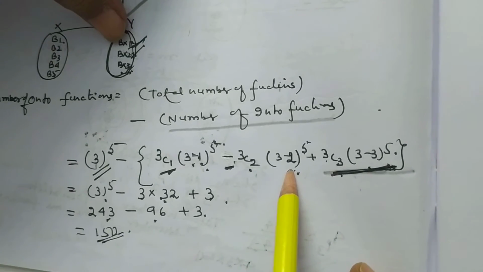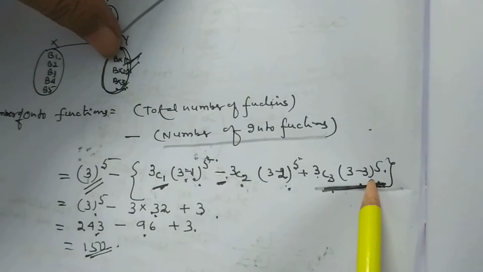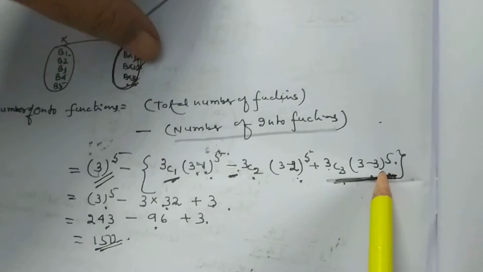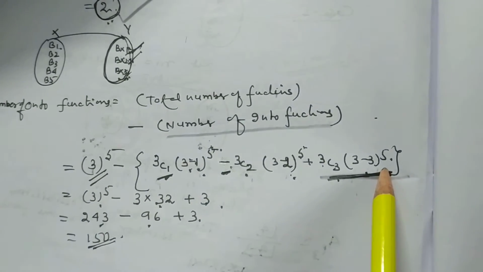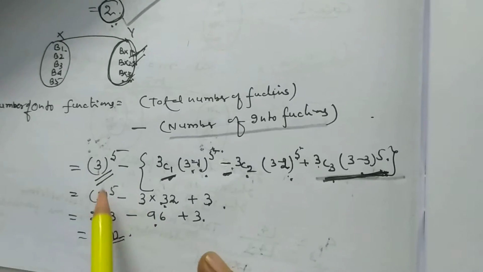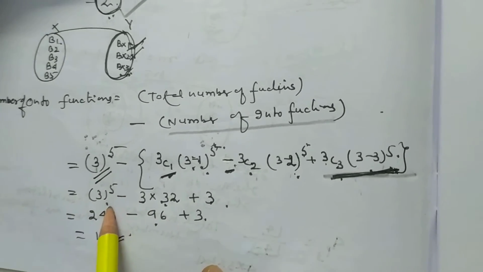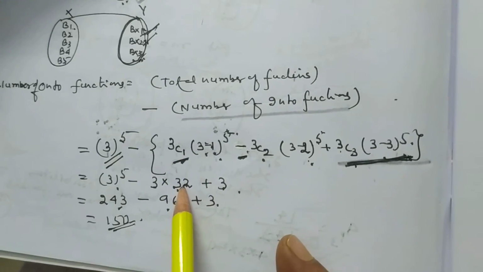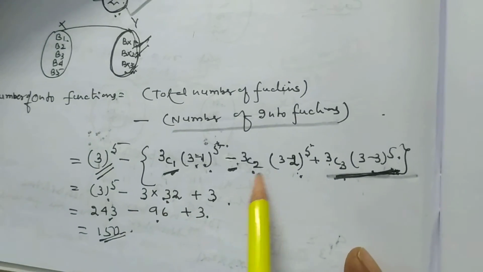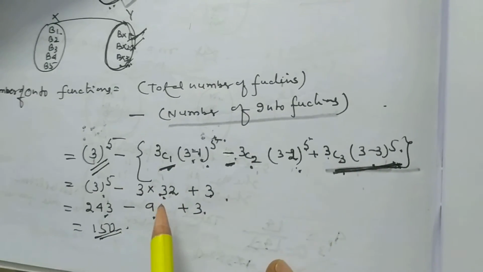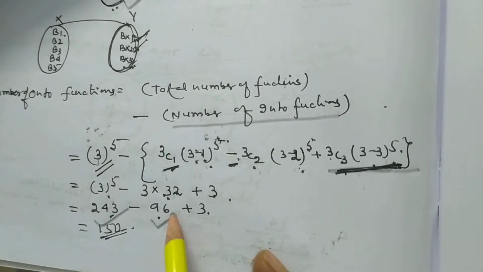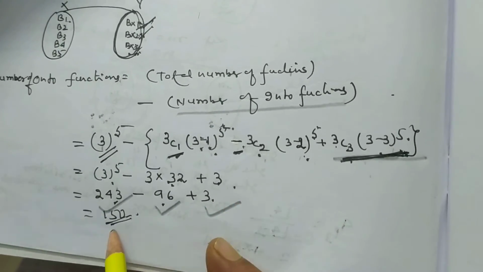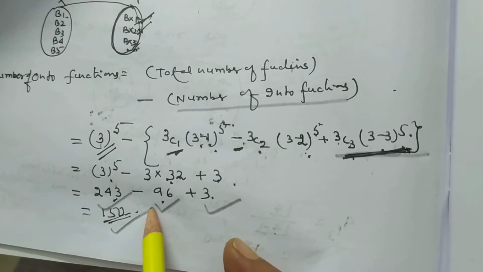1 बचा. और 3 में से सभी सेलेक्ट किए, 3c3, 3 minus 3, ये केस नहीं होगा. Now it will be 3 to the power 5 minus 3 into 32 and plus 3. After removing this bracket, it will be 243 minus 96 plus 3, and it will be 152.